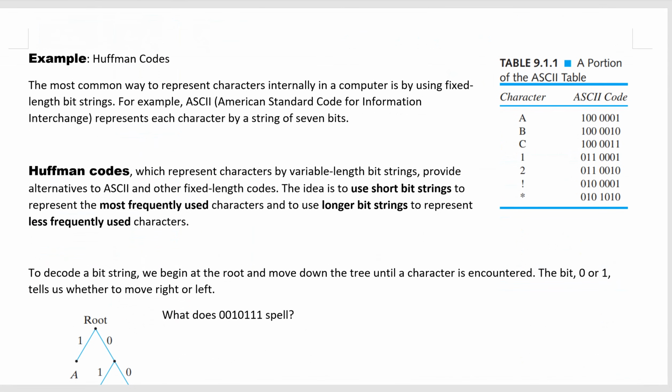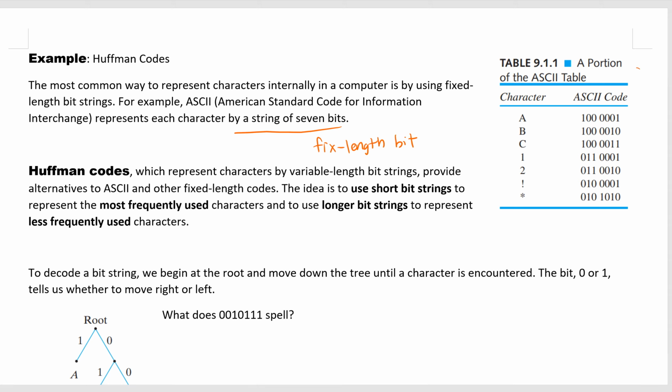Next, Huffman code. The most common way to represent characters internally in a computer is by using fixed length bit strings. For example, ASCII, American Standard Code for Information Interchange, represents each character by a string of 7 bits. So this is a fixed length. Okay, so fixed length bits.